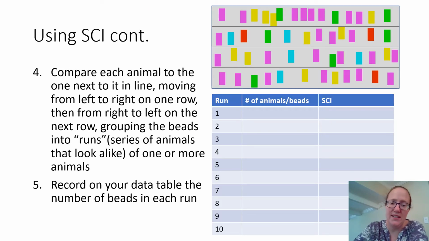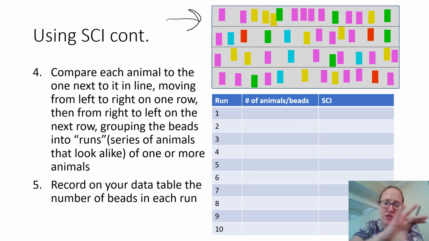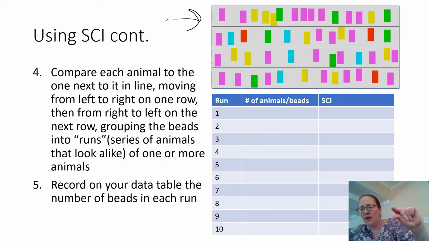So now, let's say this is our tray. And this is the data that we got after dumping all the beads out, okay? So we're going to compare each animal to the next one in line, moving from left to right on the row. Now, one thing is you want to pretend that the lines are not broken up into individual lines, but that the whole thing actually is one big line that keeps going and going. It just happens to be broken up into these lines for convenience and to save space.